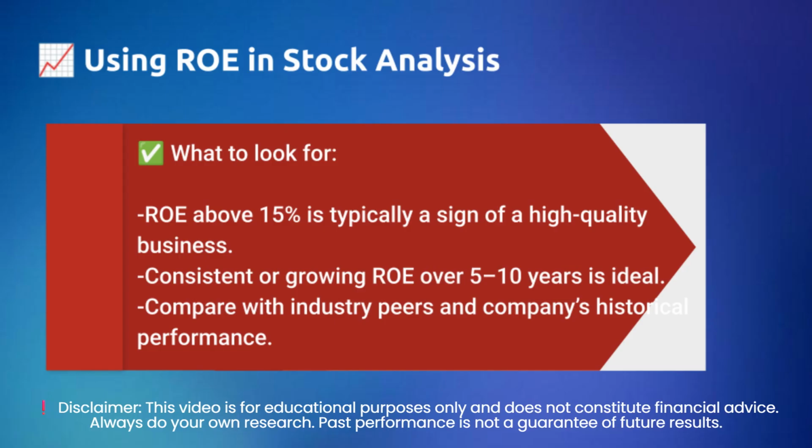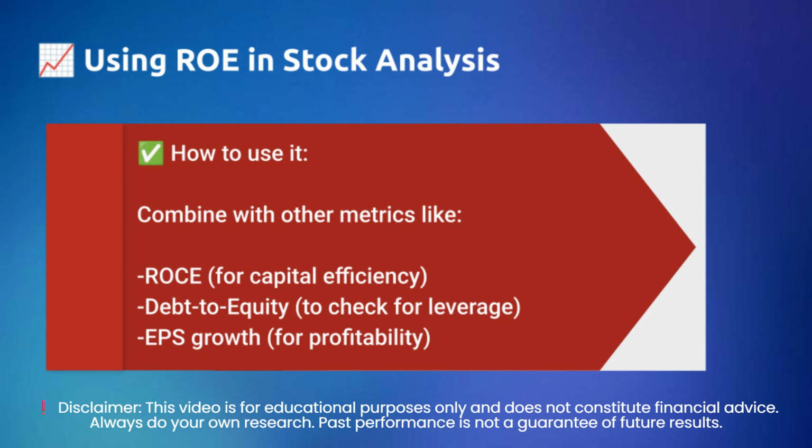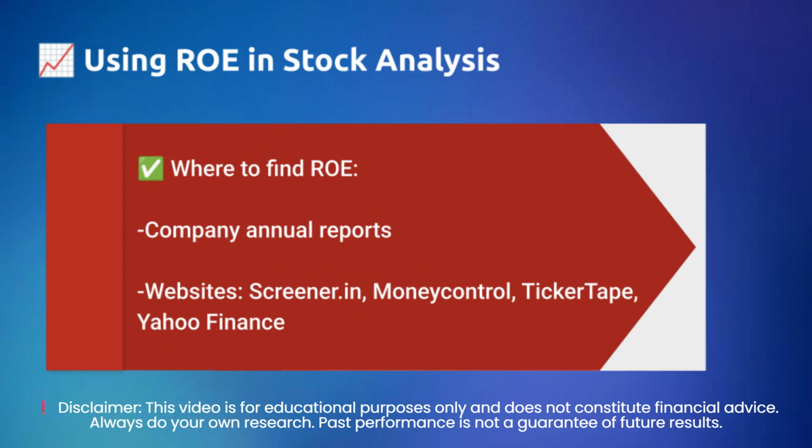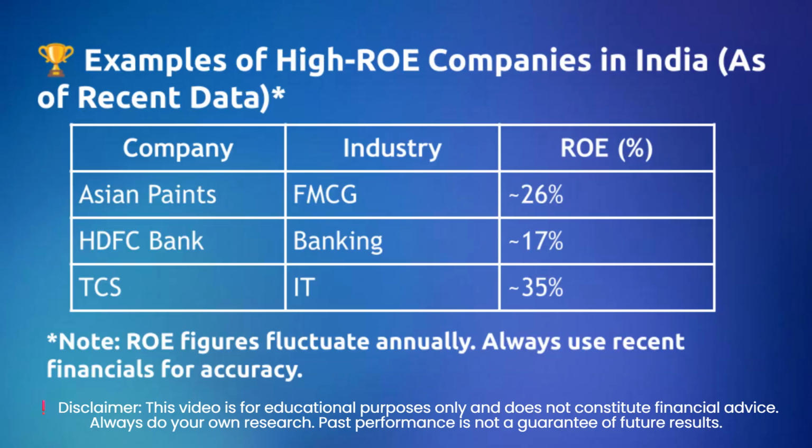How to use it. Combine with other metrics like ROCE for capital efficiency, debt to equity to check for leverage, EPS growth for profitability. Where to find ROE: company annual reports, websites like Screener.ai, Money Control, Ticker Tape, Yahoo Finance.